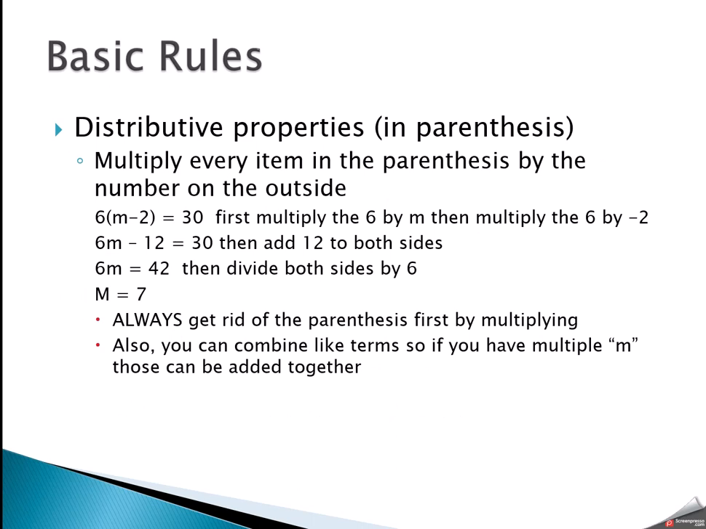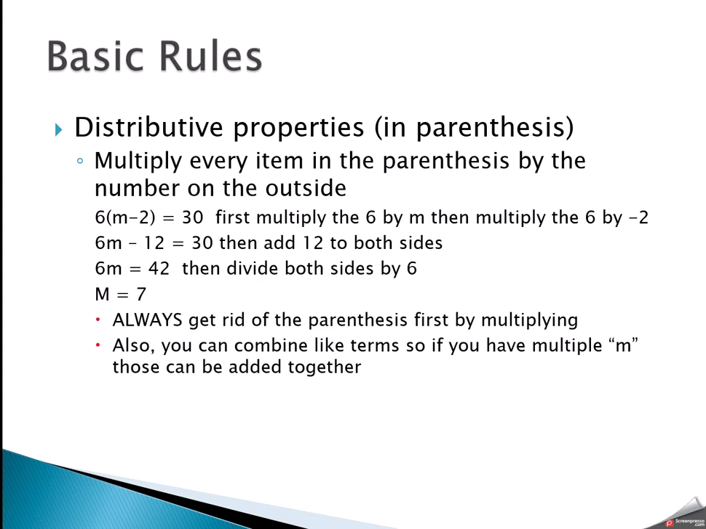We also will have distributive properties in this class. Those are when you see the parentheses. You always want to deal with what's in the parentheses first. So we've got 6, and what that is saying is it's 6 times m minus 2. We can't simplify m minus 2 any further, but we can take the 6 and multiply it by everything inside the parentheses. So 6 times m gives us 6m. 6 times the negative 2 gives us a negative 12.